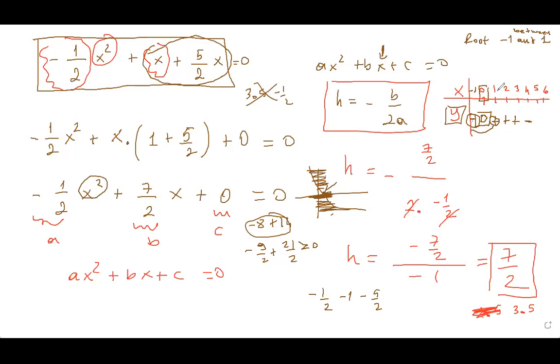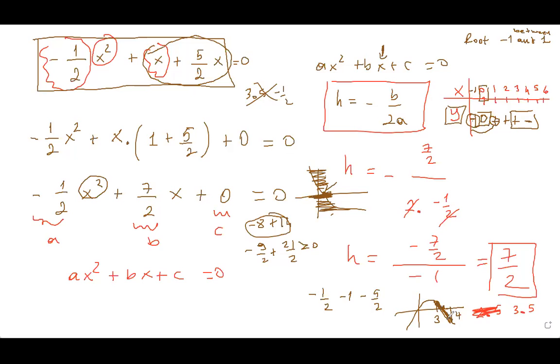Now, when x is 1, it's positive. When x is 2, it's positive. When x is 3, it's positive. But when x is 4, it's negative. What does it mean? I am passing from positive to negative. If I have a graph something like that, this number should be between 3 and 4. Why? 3 is positive, 4 is negative.